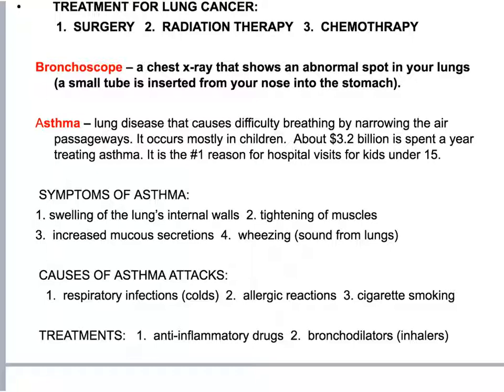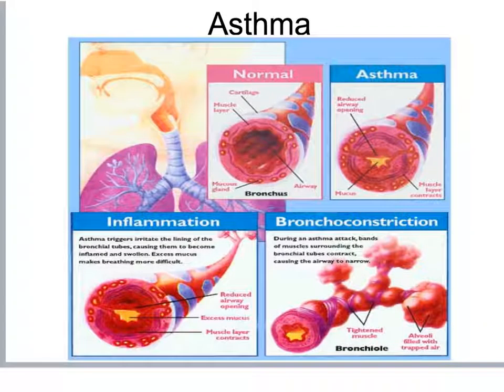3 major causes of asthma attacks include respiratory infections or colds, allergic reactions, and cigarette smoking. Treatments include anti-inflammatory drugs and bronchial dilators, what we know as inhalers. Here's an illustration showing you a normal airway passage and then an airway passage reduced due to an asthma attack, and also showing you inflammation and bronchial constriction. That concludes the respiratory system.